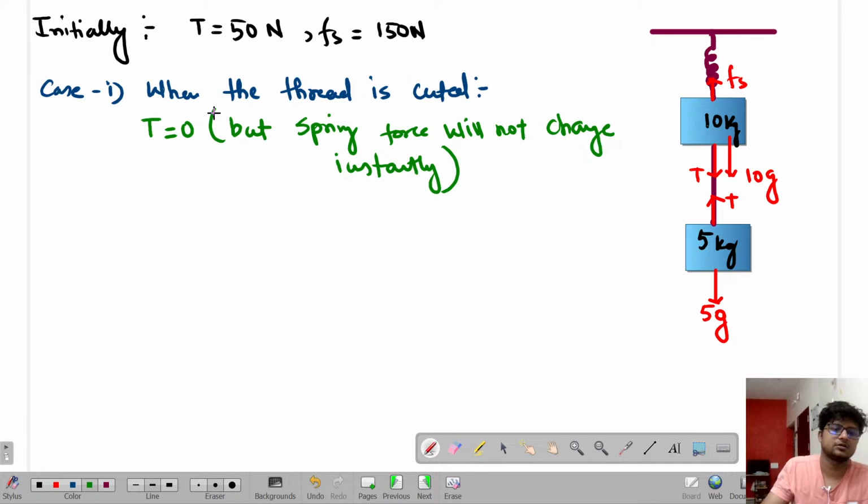Are you able to get me or not? Say me something, yes or no. So tension will become 0. That is true. And if you look for the acceleration of the 5 kg block, it will fall with acceleration due to gravity. Correct? And if you look into the total picture over here, see what is going to happen.